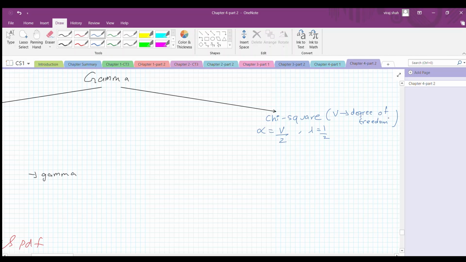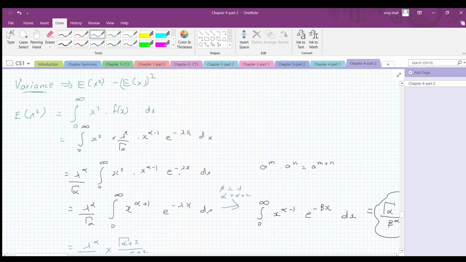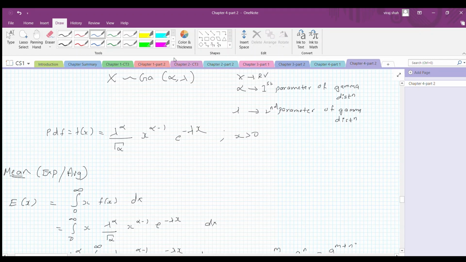So yeah, going ahead. So what would be my PDF? PDF. Let's first write the PDF of gamma. So PDF of gamma is this, right?